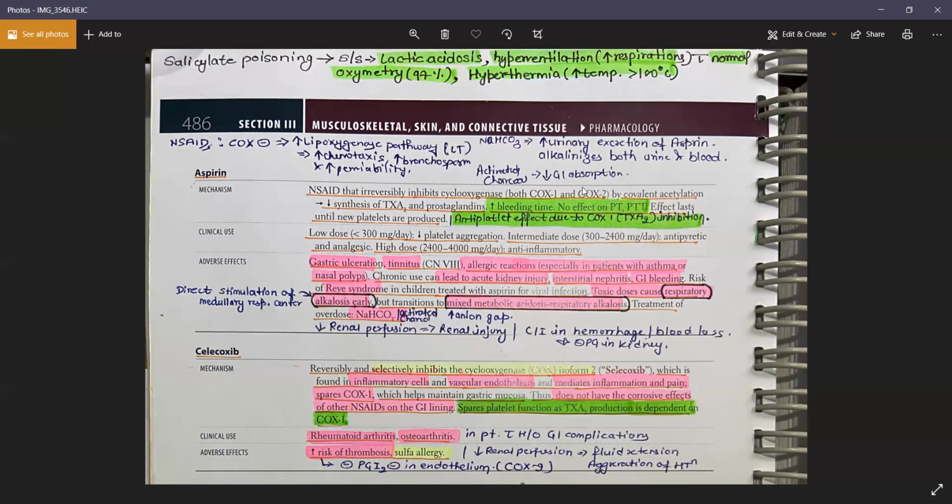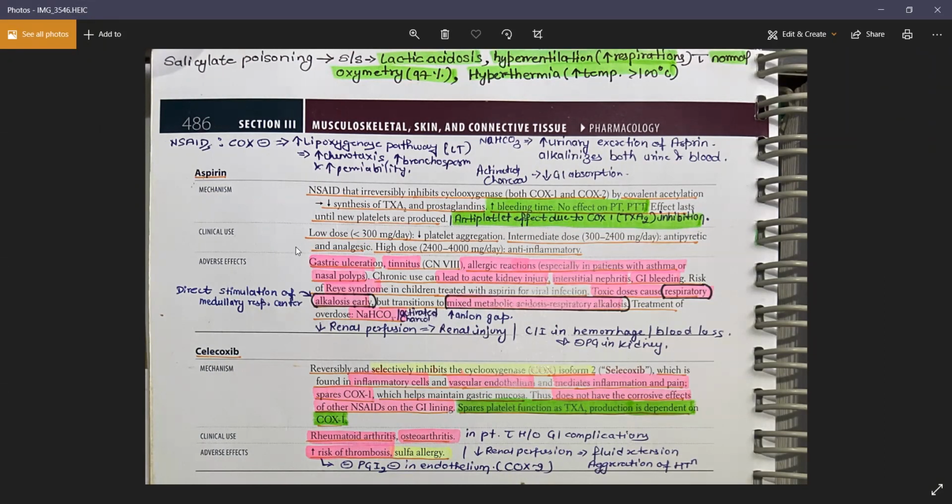I give the drug, it acts on the platelet. Now this platelet will be irreversibly inhibited. I need the newly formed platelet to overcome this effect, right? And because I'm inhibiting the platelets, I'm increasing the bleeding time. And the aspirin does not have any effect on the clotting factors. That's why PT and PTT will always remain the same, right? Very important. So the effect lasts until new platelets are produced because it is irreversibly inhibiting my platelets.